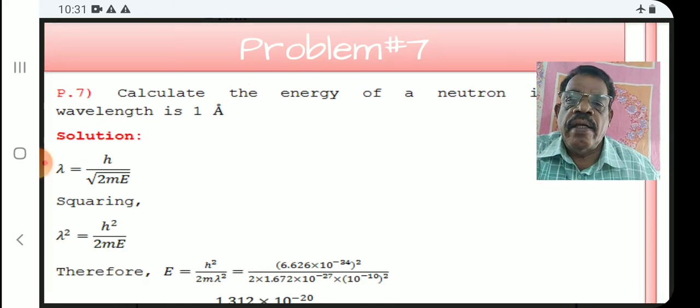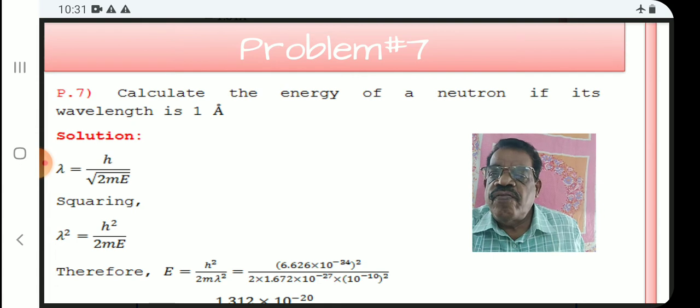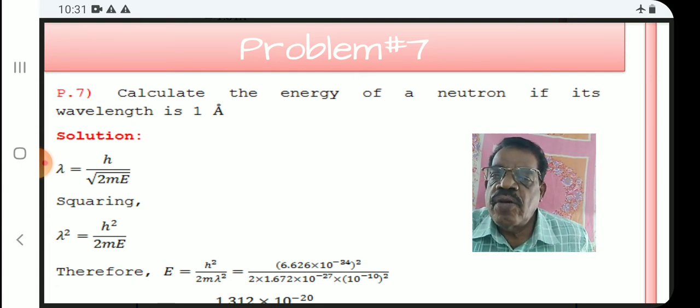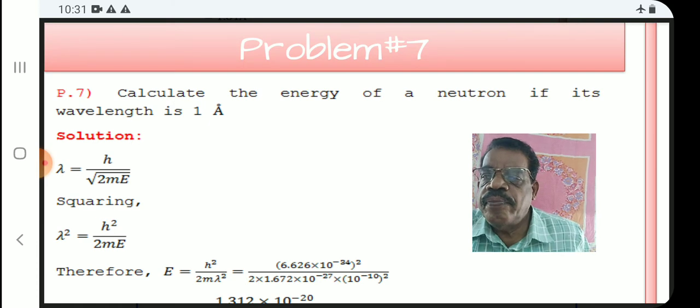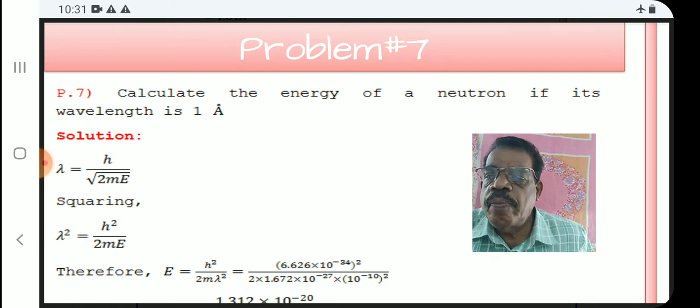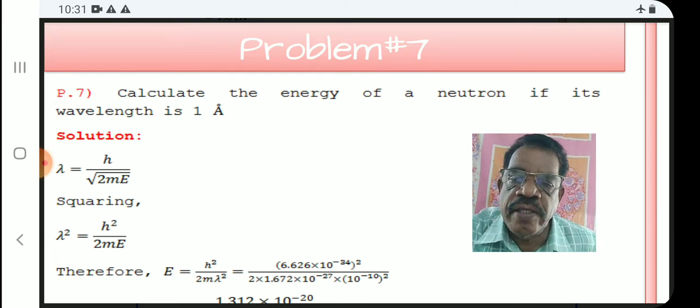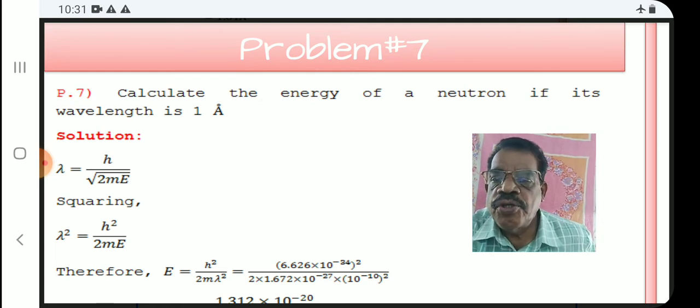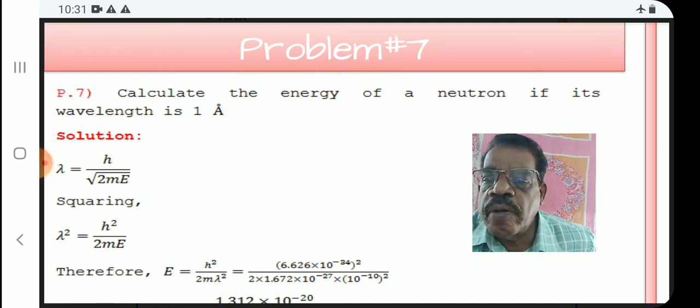Calculate the energy of a neutron if its wavelength is 1 angstrom. So wavelength is given, we have to find energy. Reverse problem. Lambda is h by root of 2mE. Squaring, lambda square is h square by 2mE. So we find an equation for energy. We have to write the equation for energy. E is equal to h square by 2m lambda square.